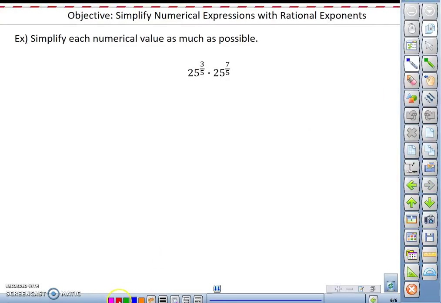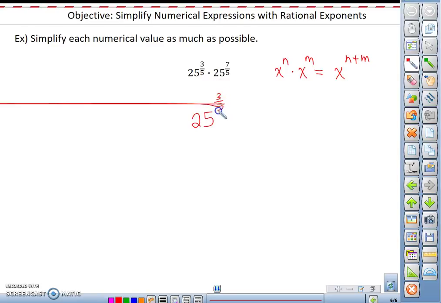So now here we're looking at a product of two powers. And recognizing this structure tells us that we would use the product of powers property. The bases are the same. So we're looking at using a property that says x to the power of n times x to the power of m has a new power of x with a new exponent of the sum of the originals. So this would then become a new power of 25, and we would add the exponents of 3/5 and 7/5.